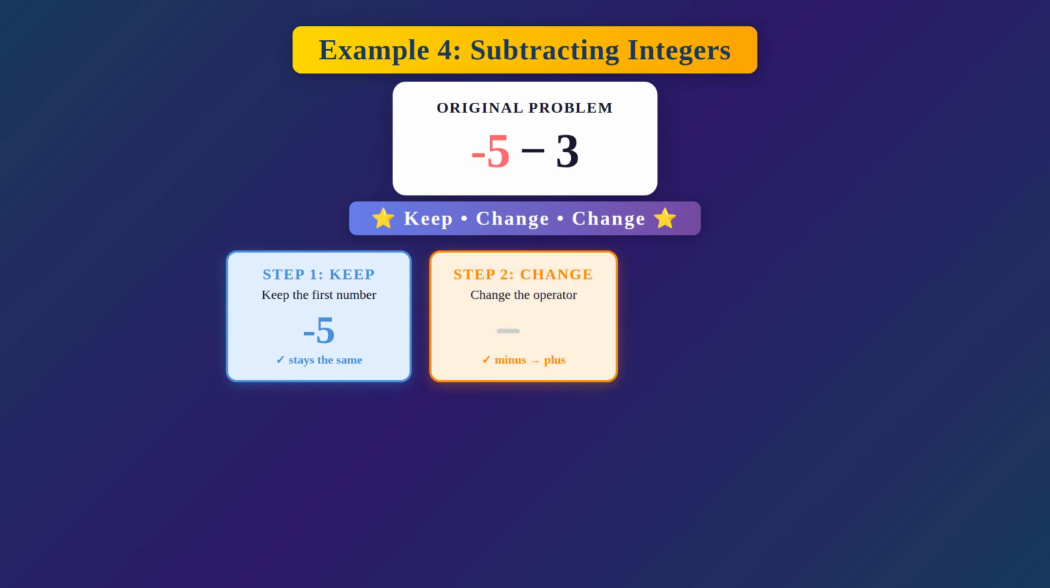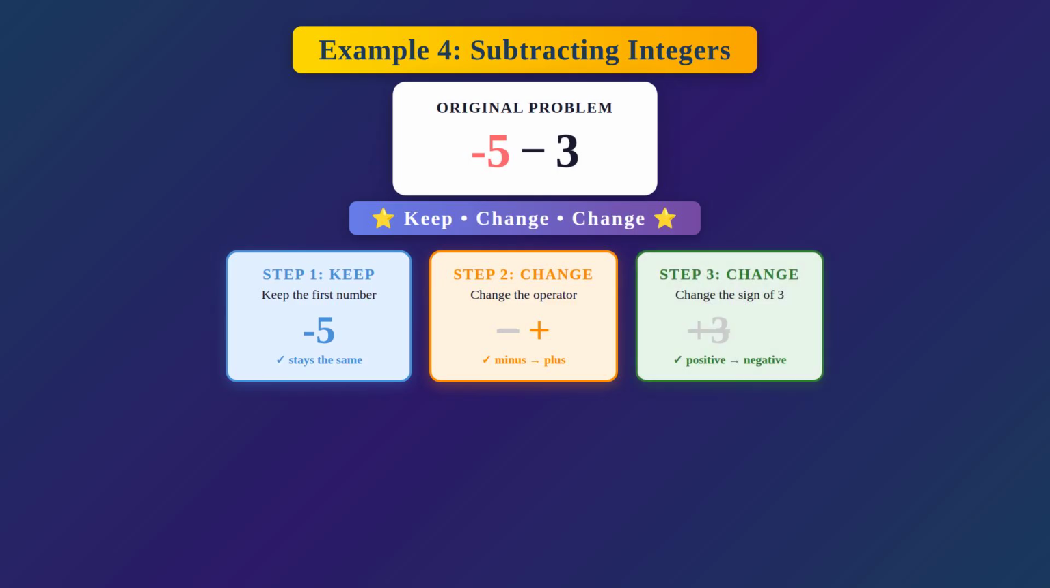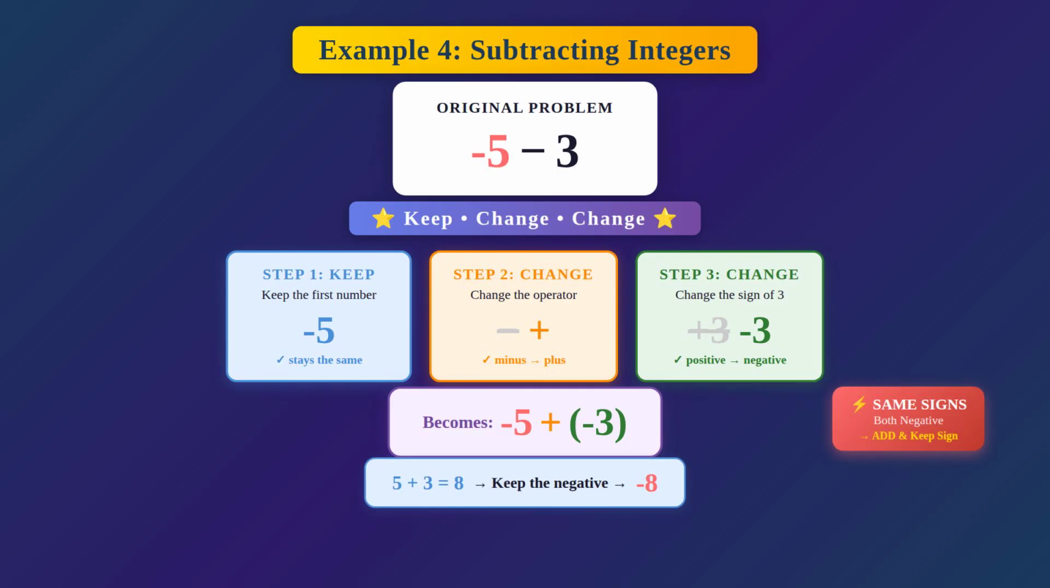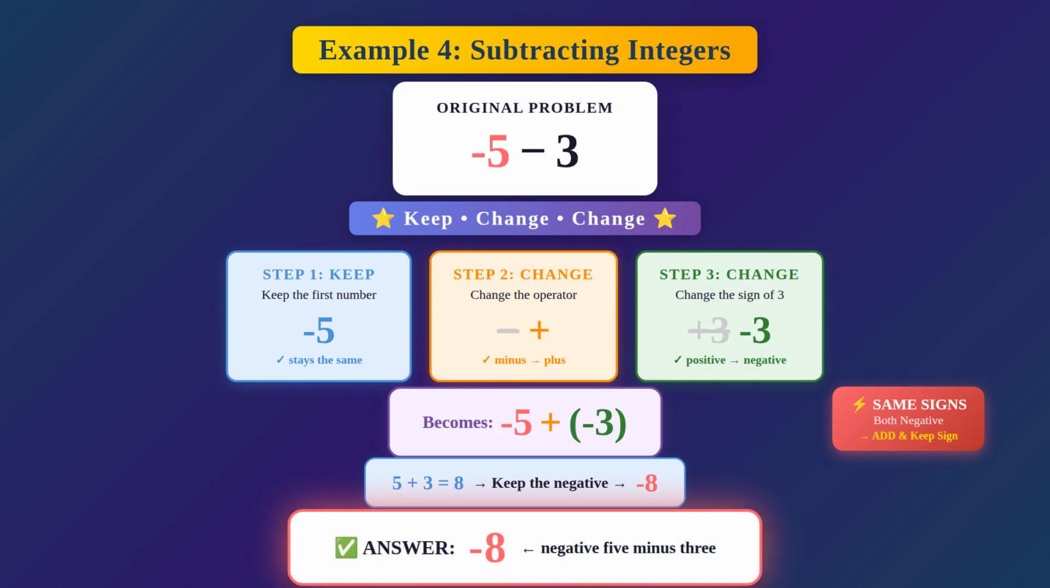Negative 5 minus 3. Apply keep change. Step 1. Keep negative 5. Step 2. Change the minus to a plus. Step 3. Change positive 3 to negative 3. Now we have negative 5 plus negative 3. Both signs are negative. Same signs rule. Add them. 5 plus 3 equals 8. And we keep the negative. The answer is negative 8.